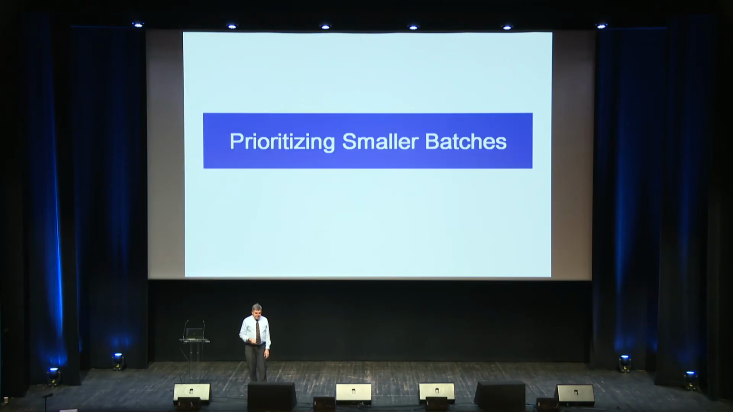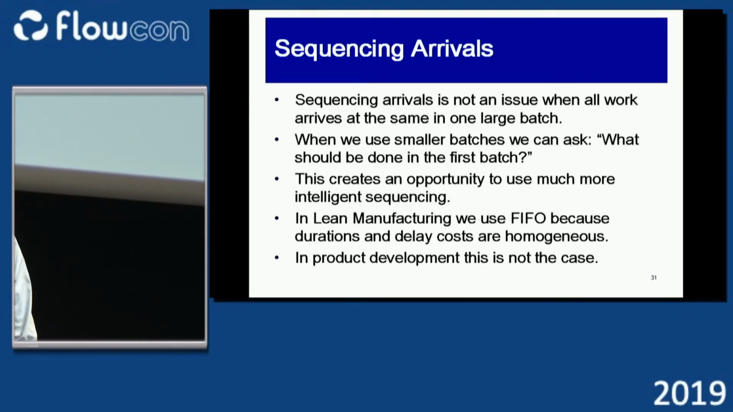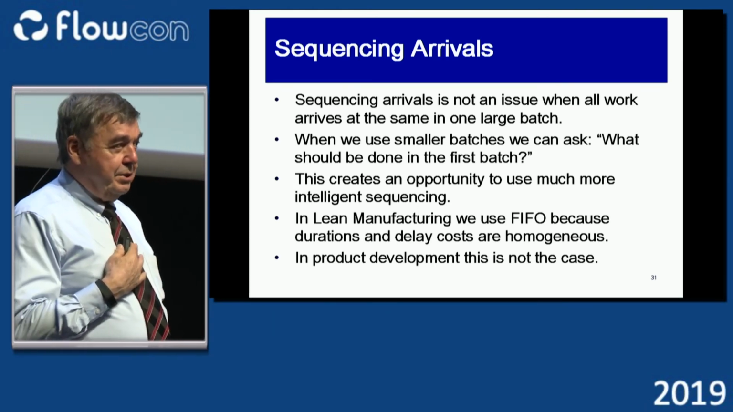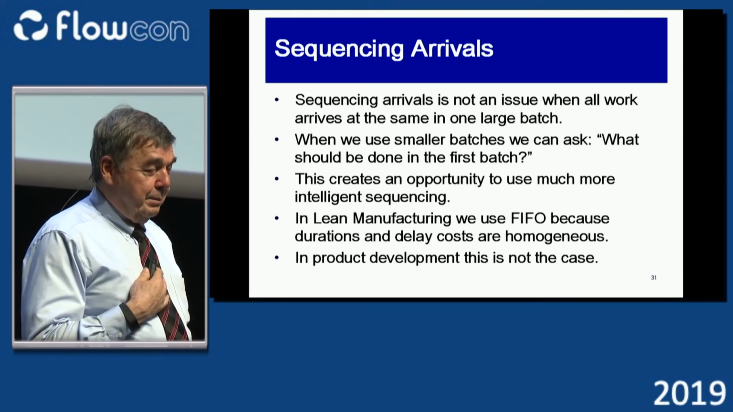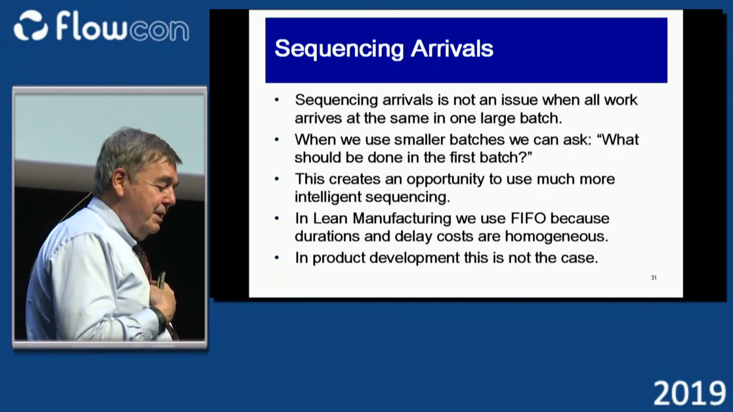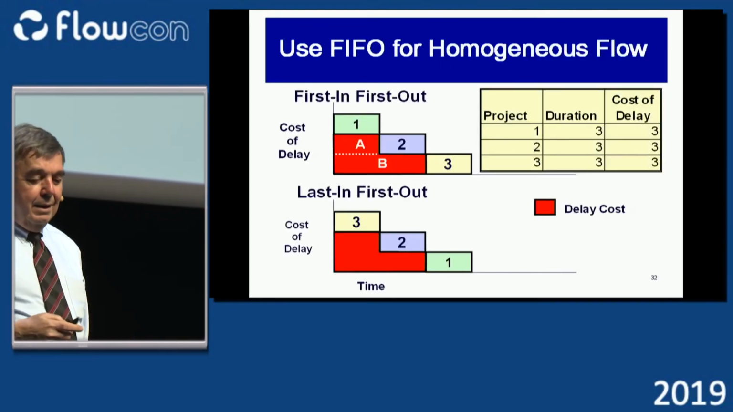Okay, prioritization of smaller batches. You can't prioritize when you have a big batch because everything comes in the same batch. For smaller batches, we generally tend to use a technique called weighted shortest job first. I'm going to assume that most of you have some idea of what that is. I'll just show you a little diagram on that.